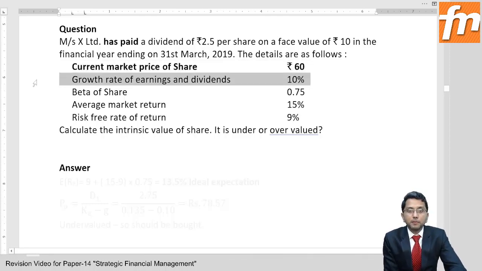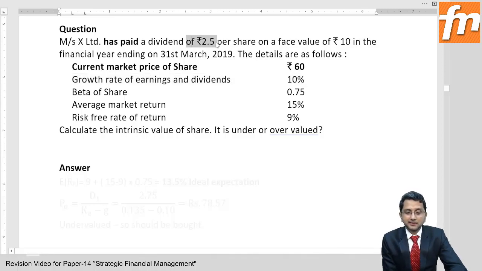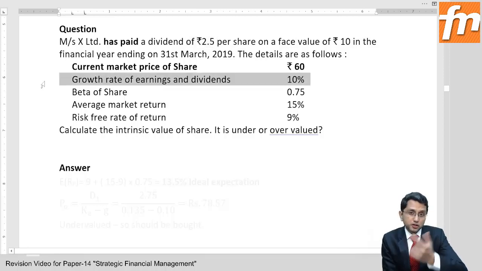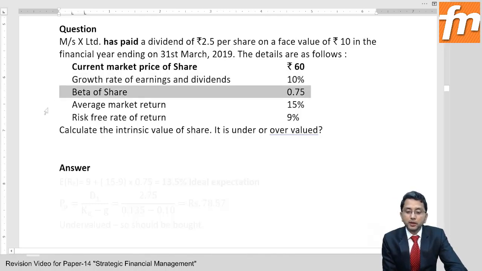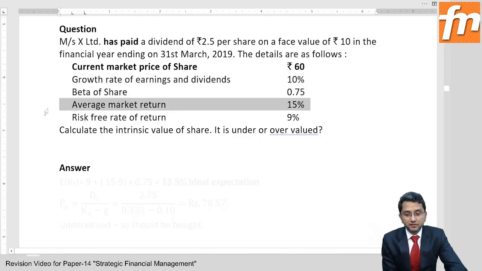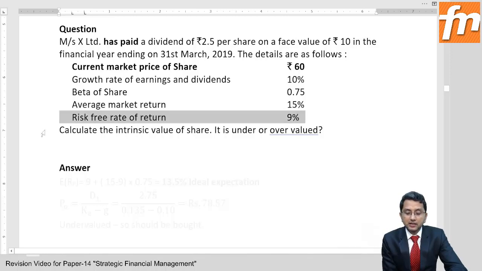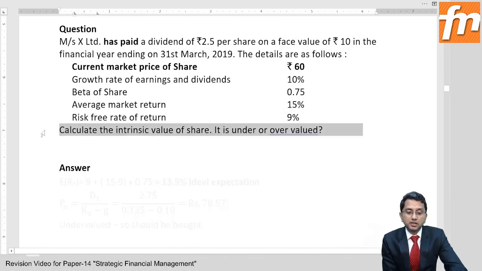Looks like you'll have to apply the Gordon's model. P0 is equal to D1 upon KE minus G. So D0 is here 2.5 and growth rate is 10%. For cost of equity, you'll have to use CAPM, RF plus RM minus RF into beta, because that is the expectation of investor and expectation is nothing but cost of equity. Beta is 0.75, market return RM is 15, risk-free return RF is 9. Calculate intrinsic value of the share and identify whether it is undervalued or overvalued.